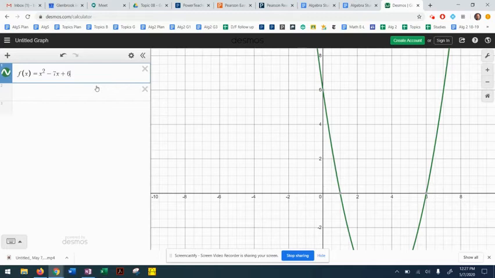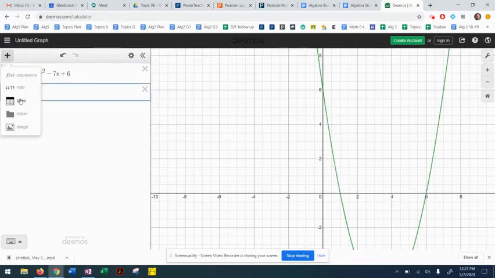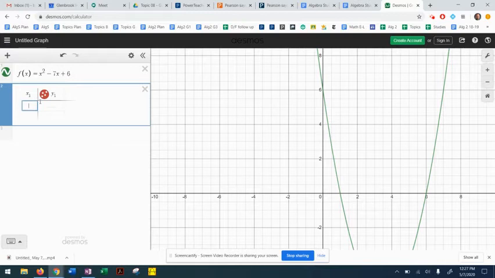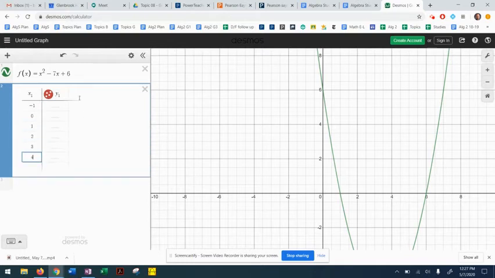All right, well, we actually can already see the solution. The solution is 1 and 6. We can see that on the screen. But I'm going to create a table as well. I'm going to click Add Table, and I'm going to just do a bunch of values. I'm going to go like negative 1, 0, 1, 2, 3, 4. And over here, I'm going to type f of x. I have to do f of x1 because that's what this is doing.